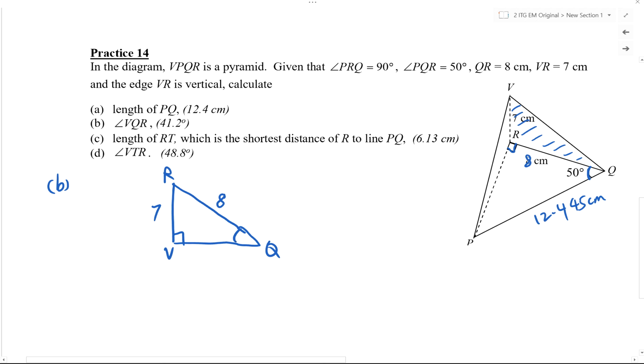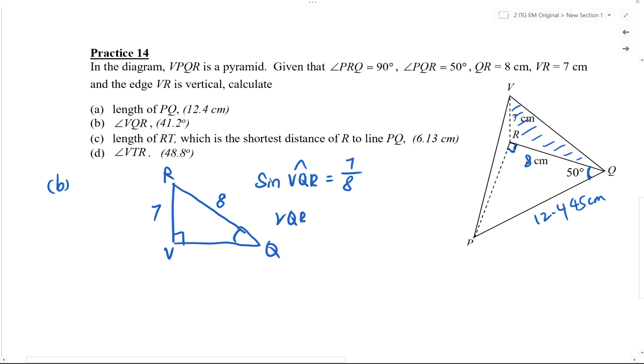What are the sides? What is this side RV known as in relation to the unknown angle VQR? What is RV known as? Opposite, good. And RQ? Hypotenuse, okay. Opposite, hypotenuse. Which one is it? Sine. Sine VQR equals 7 over 8.